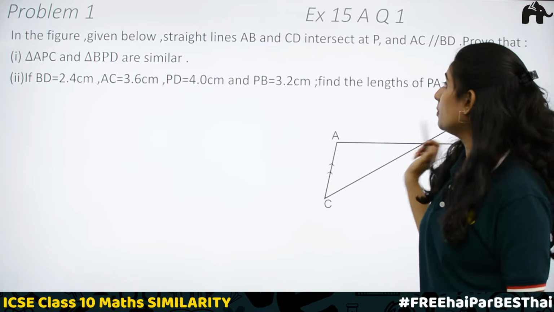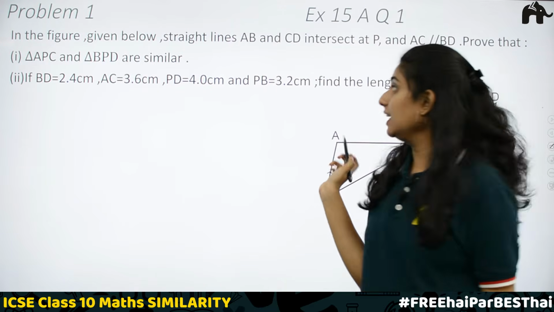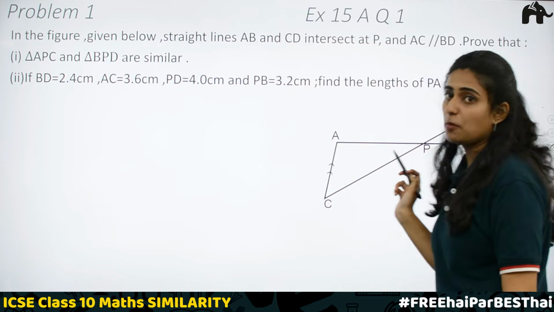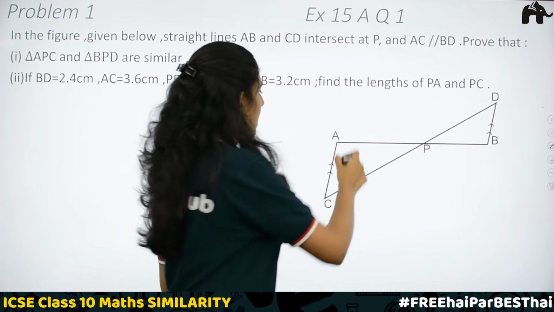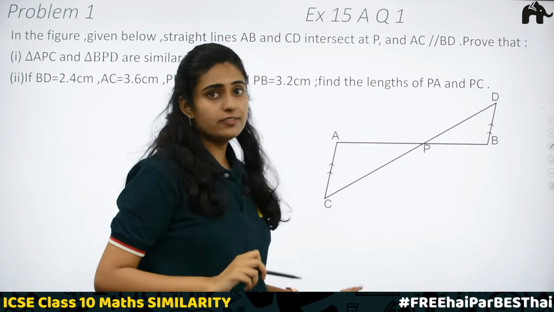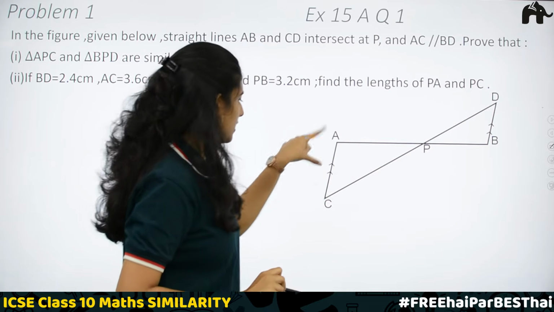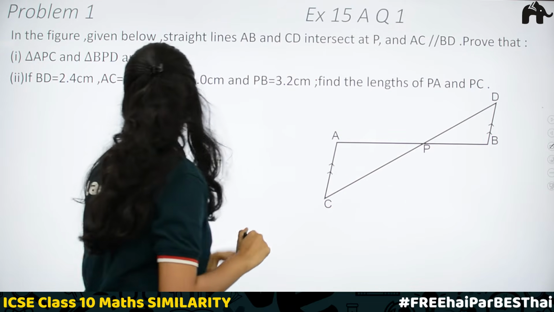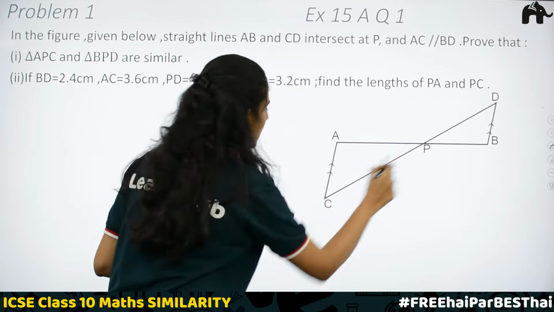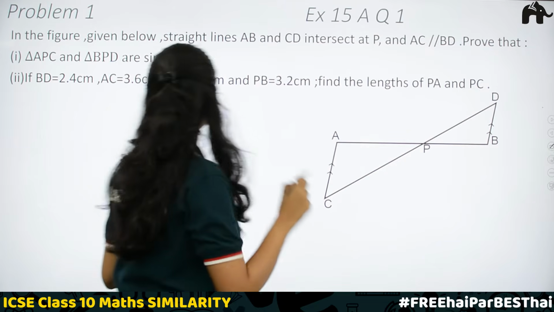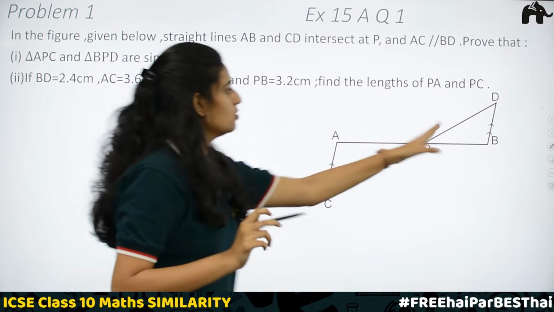Let us now solve questions from exercise 15A. Here we have the first problem. Question 1 of exercise 15A. In the figure given below, straight lines AB and CD intersect at point P. Here we have the straight lines AB and CD. They intersect at point P. And also given that AC is parallel to BD. This is AC and this is BD. They are parallel lines. We have to prove that triangle APC and triangle BPD are similar.